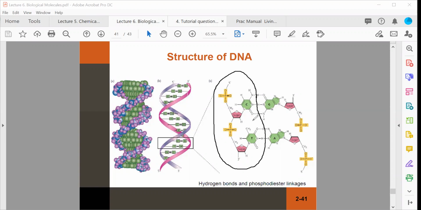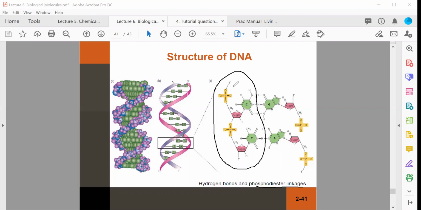All right, so what are the bonds that actually hold or bind nucleotides together within the one chain? Those bonds are called phosphodiester linkages. Don't worry about what that means for now. All you need to know is that these are the bonds, phosphodiester linkages, that bind nucleotides together in the one chain.